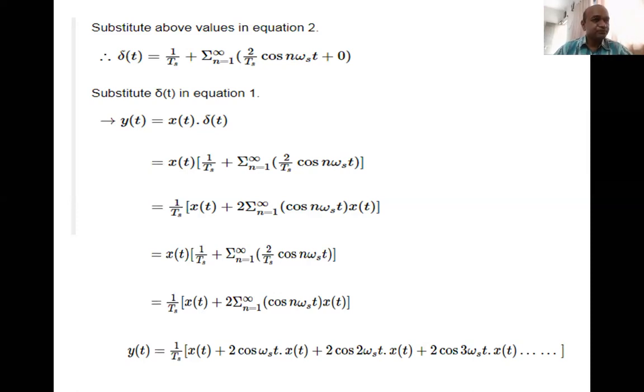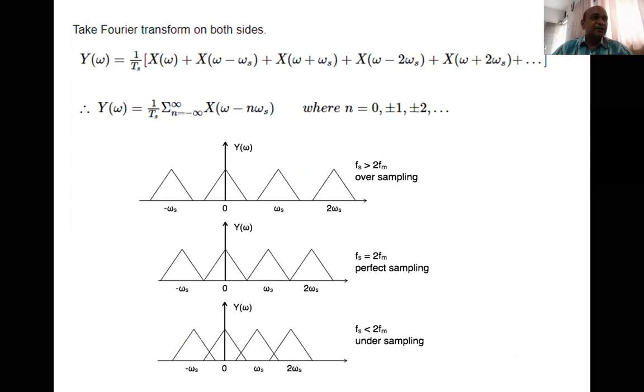Now we take the Fourier transform on both sides. You will get Y of omega is equal to 1 upon Ts in bracket X of omega plus X of omega minus omega s, where w is nothing but omega, plus X of omega plus omega s plus X of omega minus 2 omega s plus X of omega plus 2 omega s plus so on.